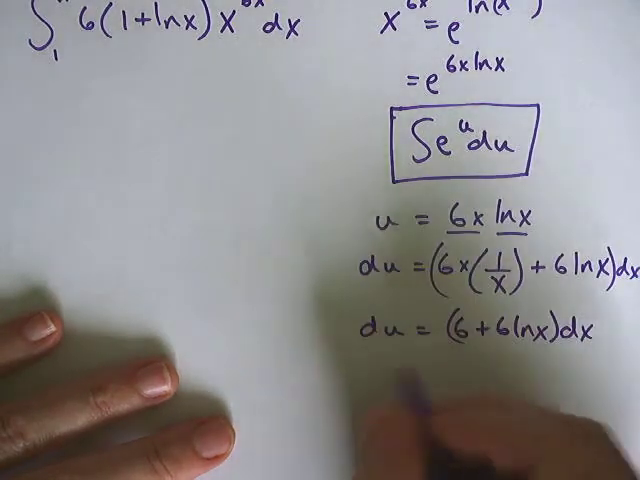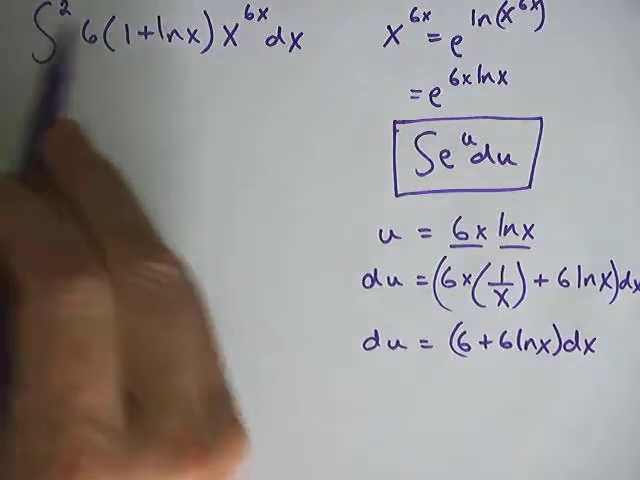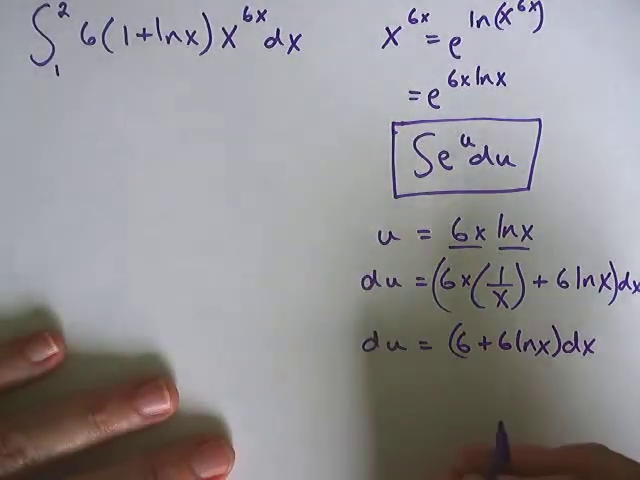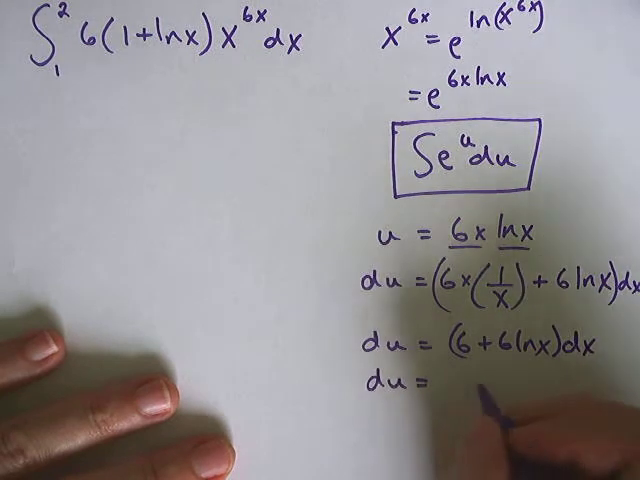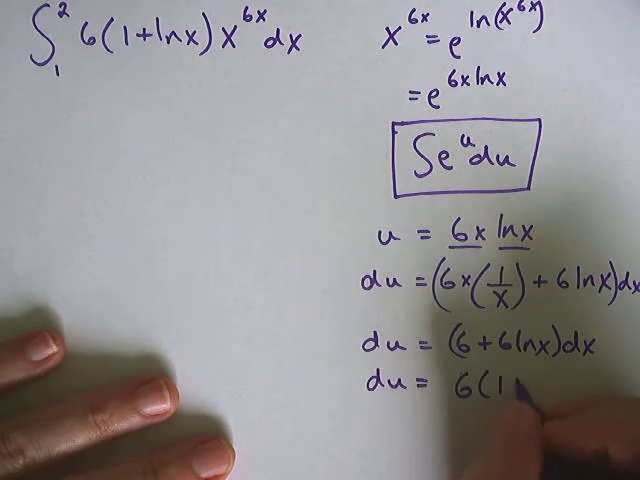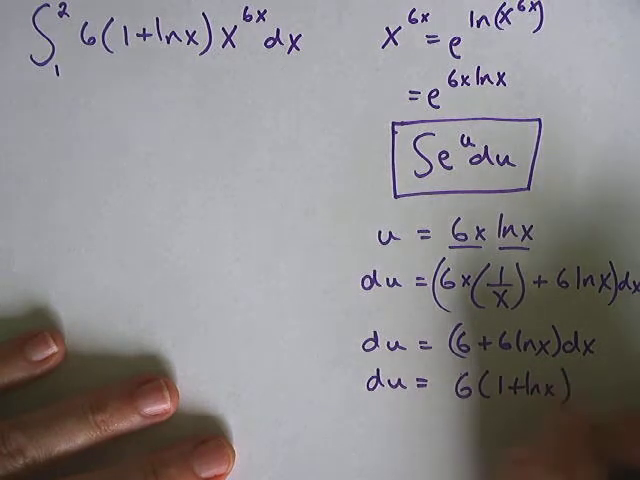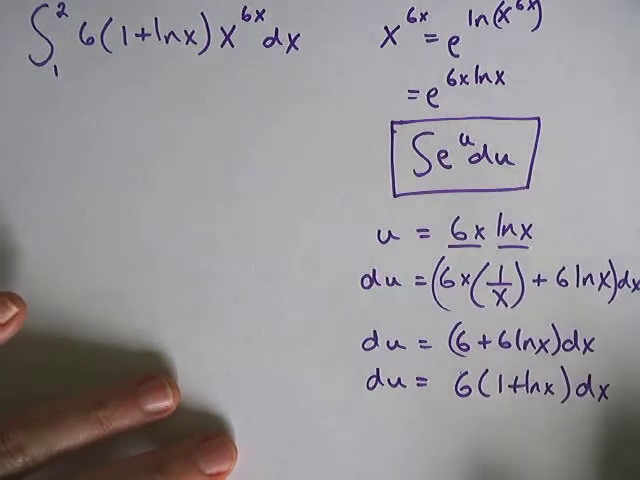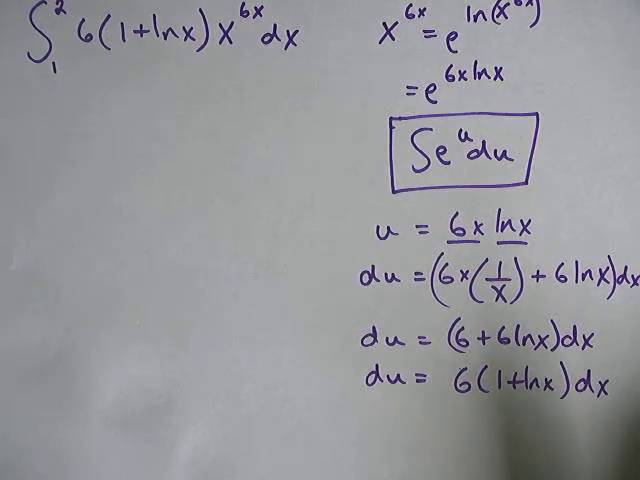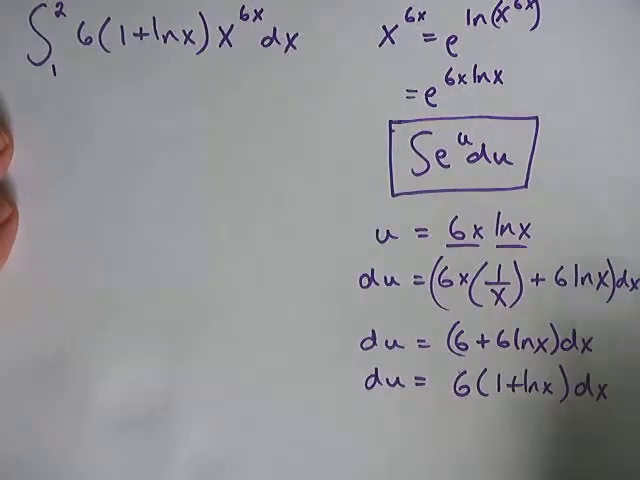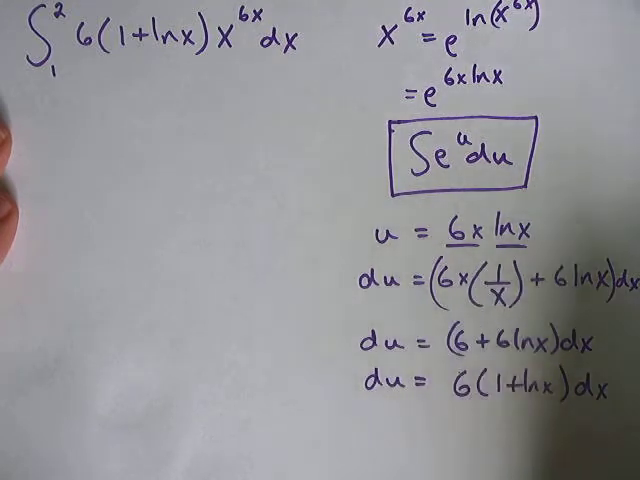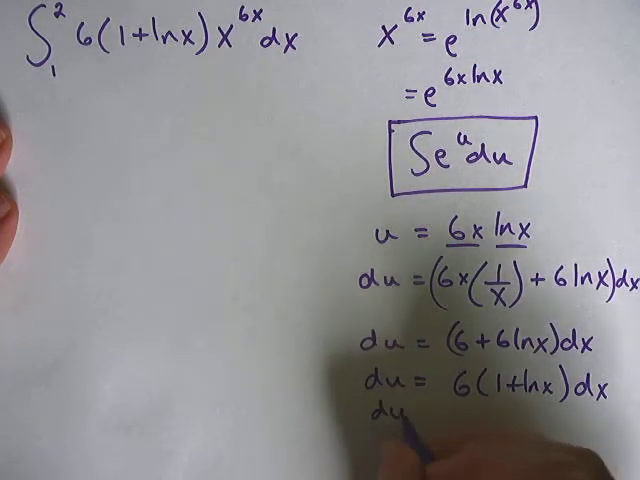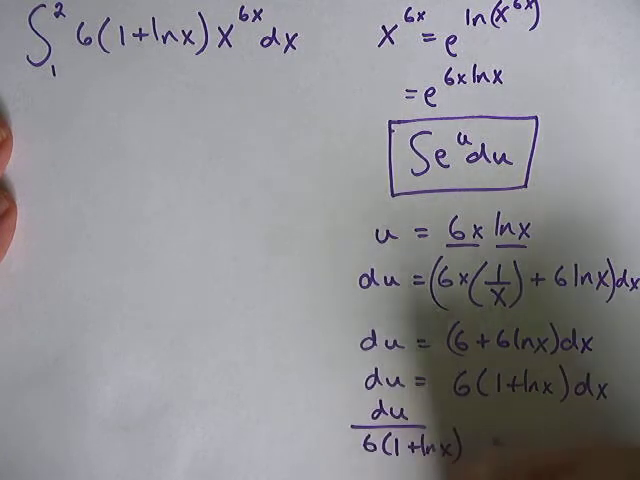And it looks kind of familiar. It looks like this right here if I factored out a 6. Okay, so let's do that. du is equal to 6 times (1 plus ln x) dx. So that looks like it's going to work for us to cancel out that term when we do u substitution. So if I divide both sides to get dx by itself, I'll get du over 6 times (1 plus ln x) equals dx.